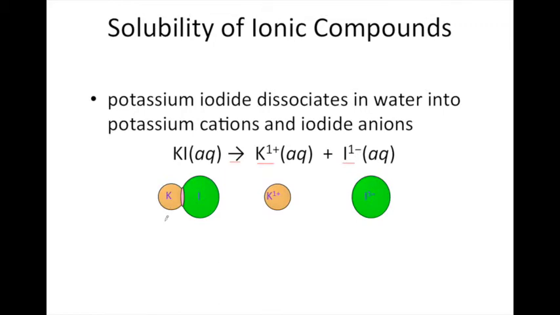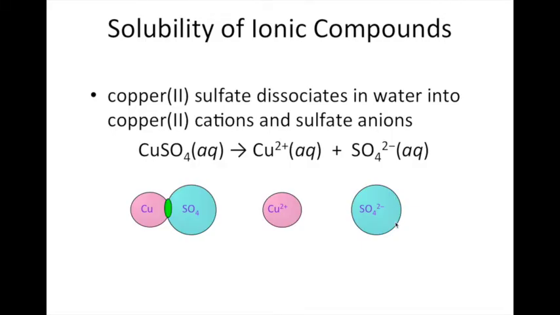So here you can kind of see it pictorially represented. Here's the potassium and iodide ionically bonded. When put into water, the ions dissociate from one another to form separate ions. If you put copper 2 sulfate in water, here's our chemical formula, in aqueous solution, it will dissociate to give you copper 2 ions and sulfate ions.